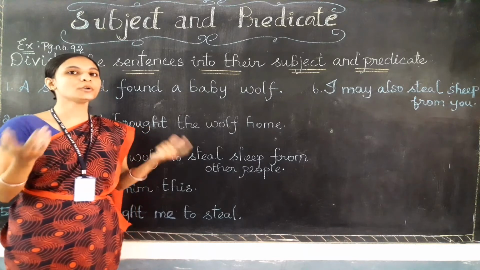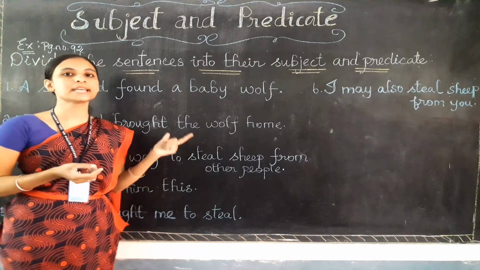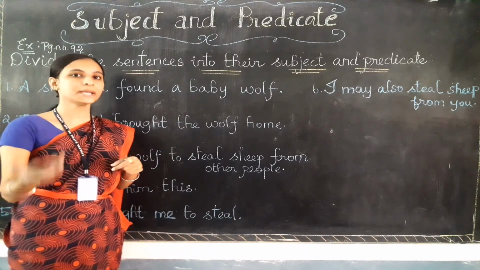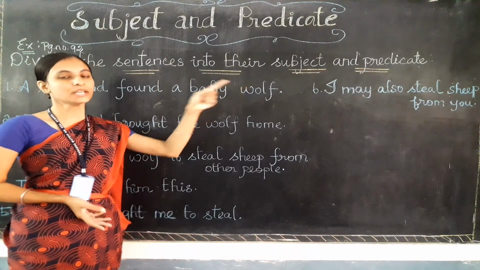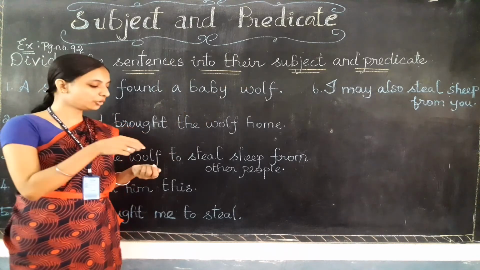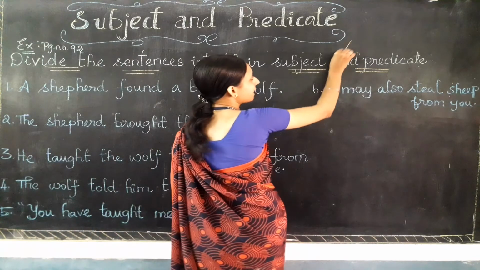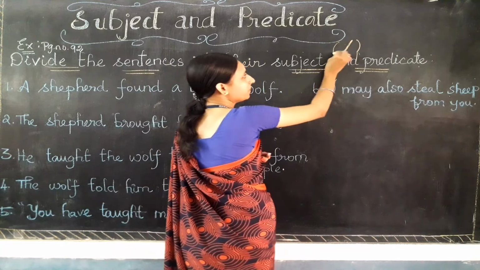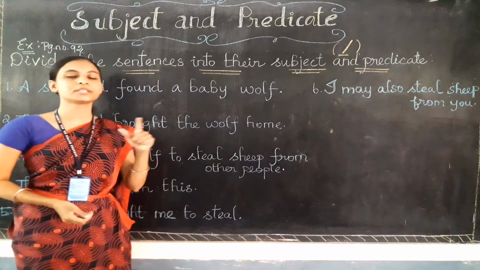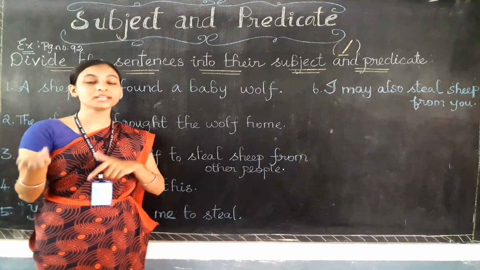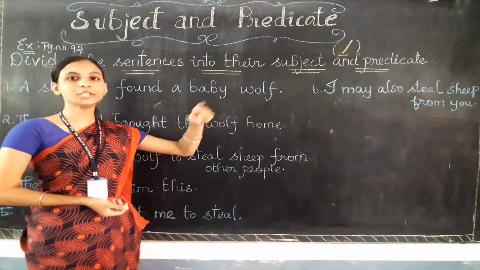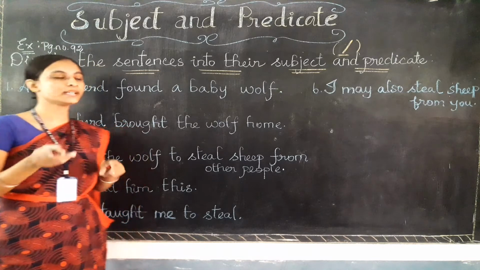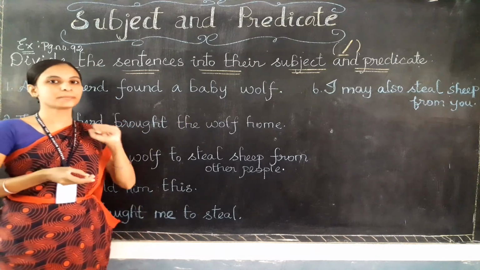Clear? Okay. So what do we need to do in this exercise? You need to divide the sentence into two parts, subject and predicate, with the usage of a slash. Do you know the meaning of slash? This line is called a slash; I have written it in the bracket. You need to use this slash to divide the sentence into two parts, one is the subject and the other is the predicate.